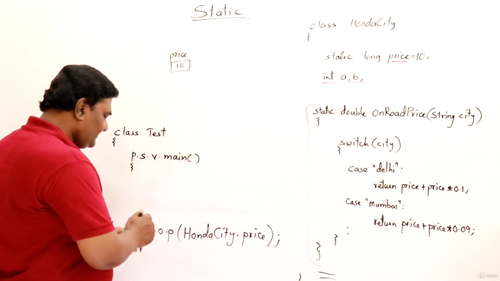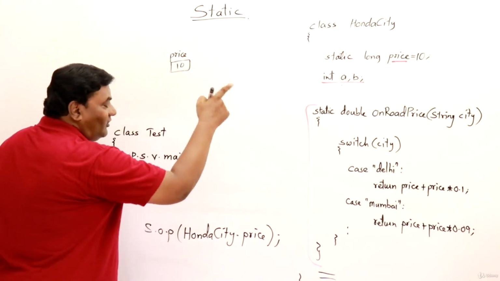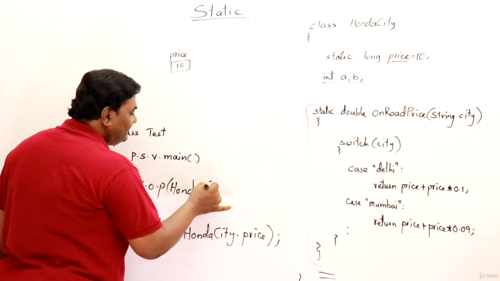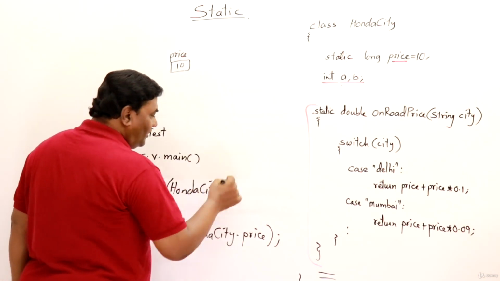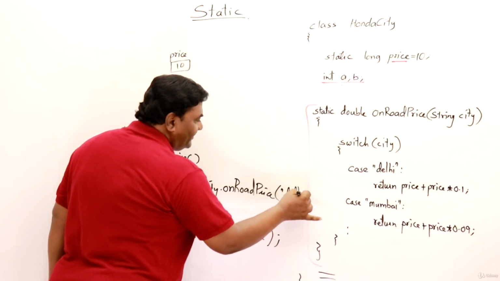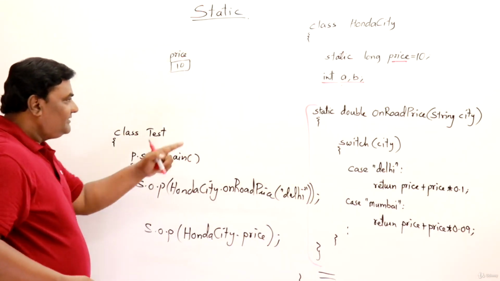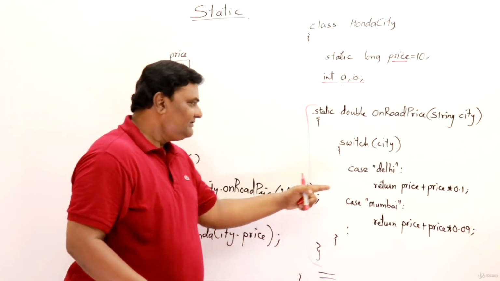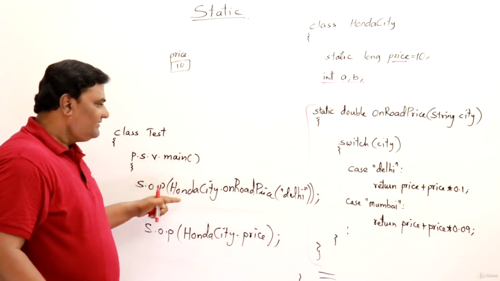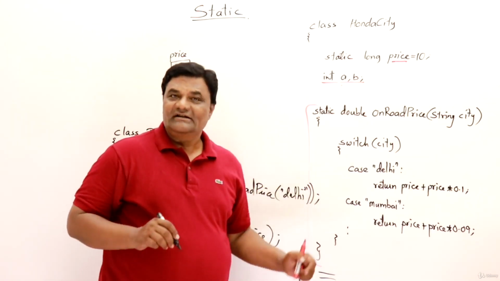Let us call that static method here. If I say System.out.println Honda City dot on road price, and it is for Delhi. I want to know it for Delhi, right? So now that method will be called and return some result, and that is price plus 10% on the price, and I get the result here. It will display the result. So static methods can be called just by using the class name.